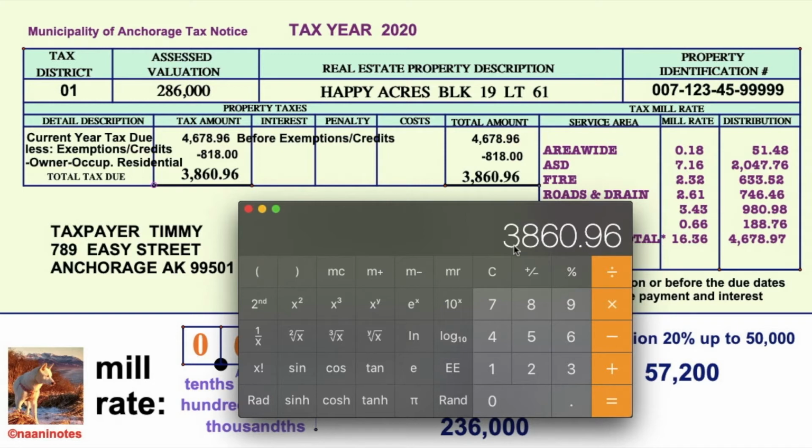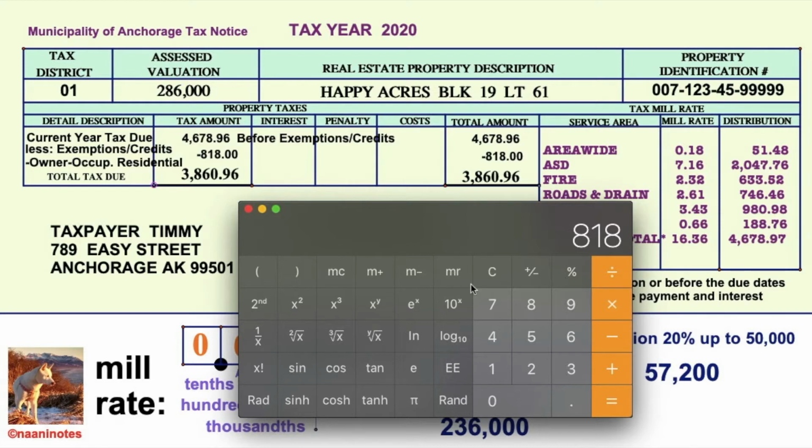Now, I'm going to take this and I'm going to subtract it. Well, let me just do this. I'm going to flip the sign. And then I'm going to add 4,678.96. And you can see that, in fact, my discount was $818. I mean, that's a lot of money, $818.